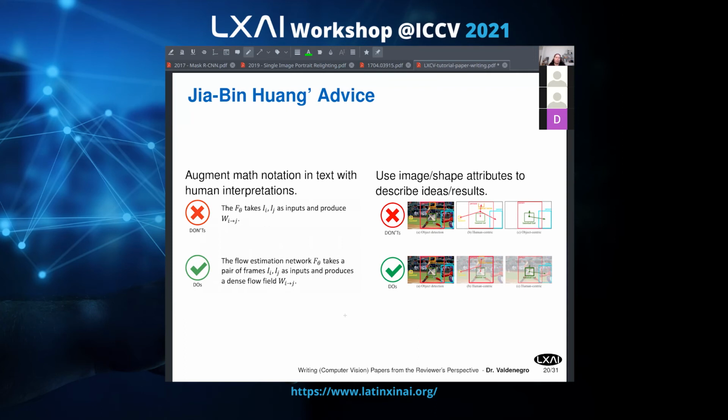So you can also augment the mathematical notation in your text with a human interpretation. So you say f sub theta takes I and j as inputs and blah blah blah. It's much easier if you write the flow estimation network f theta takes a pair of frames I, j, and produces a dense flow field w_i towards j. So this also may sound silly, but it's much easier to read once you relate, for example, the concept in your paper with your mathematical notation, and you do this over and over.